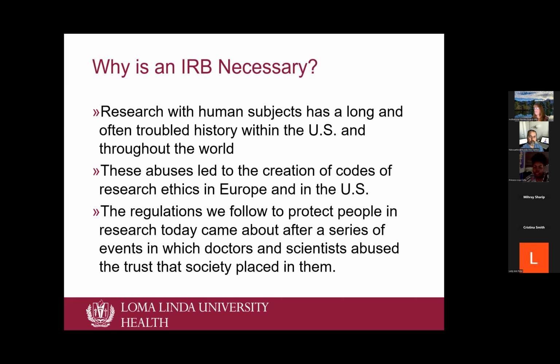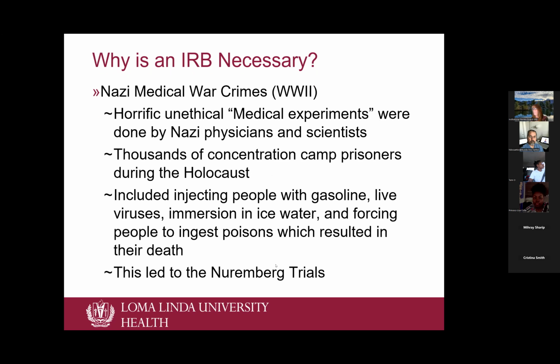Research with human subjects has had a long and often troubled history within the US and throughout the world. Many of these abuses have led to the creation of the codes that are followed within Europe and here within the US, and these are the regulations we follow to protect people in research today. This all came about after a series of events in which doctors and scientists abused the trust that society placed in them, not only internationally, but here within the US.